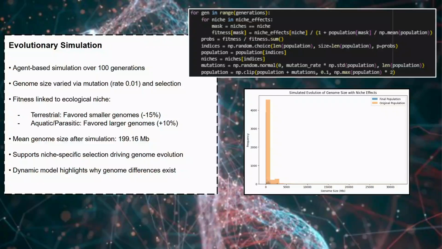To explore whether environmental conditions could directly influence genome size over time, we developed an agent-based evolutionary simulation. The model was run for 100 generations, representing a simplified version of how genome evolution might occur in nature. In our simulation, each organism had a genome of variable size. The genome size wasn't static, it could change from one generation to the next based on mutation and natural selection.